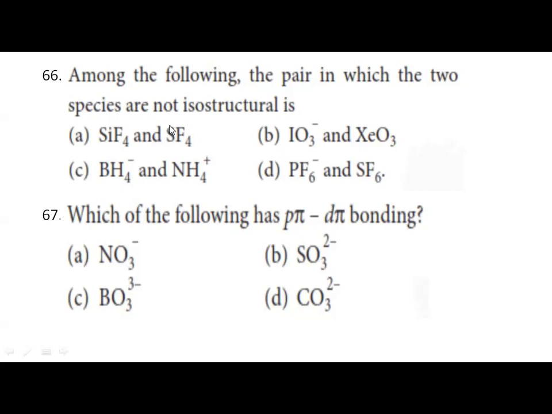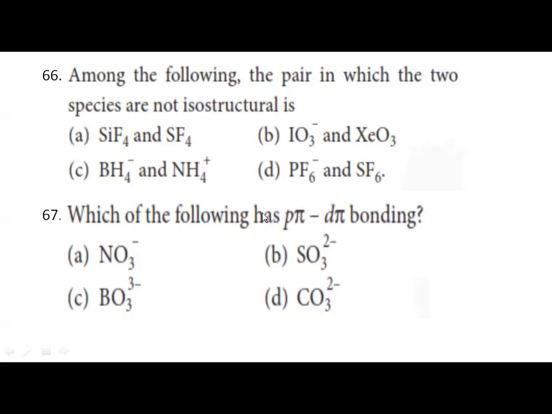Because of the presence of lone pairs of electrons. One lone pair of electrons is present on sulfur. Therefore, these two are not isostructural. This is tetrahedral, this is distorted tetrahedral, which we call seesaw shape. But the rest, if you compare, all of them have the same geometries and are isostructural with each other. Okay, next question.